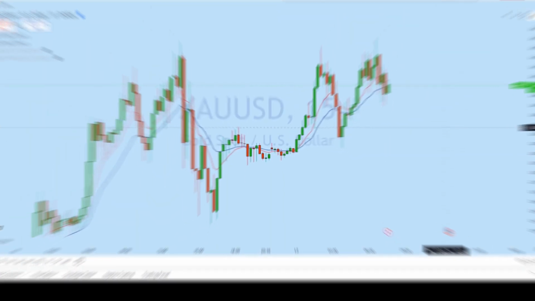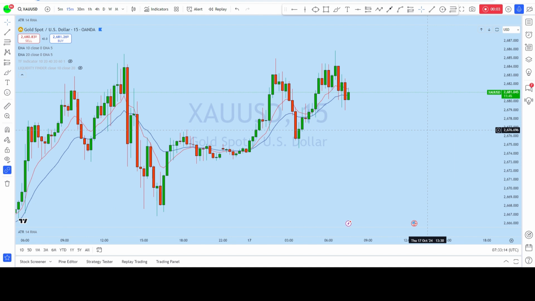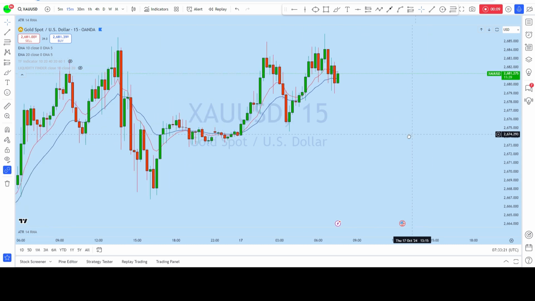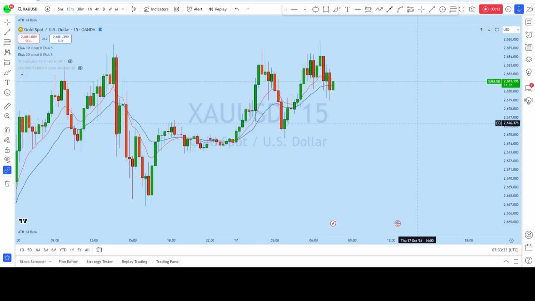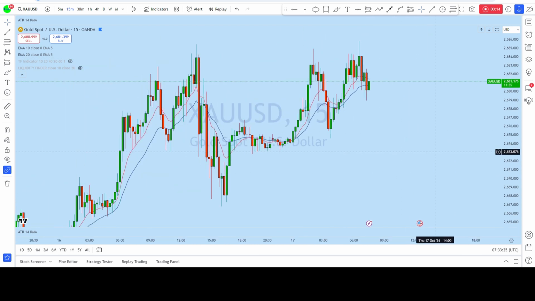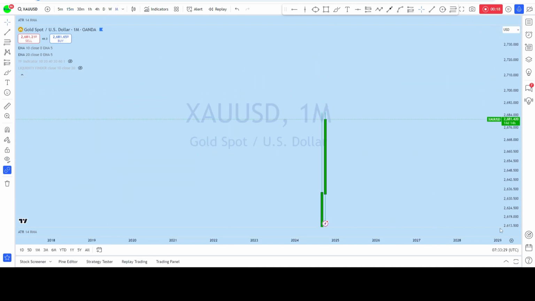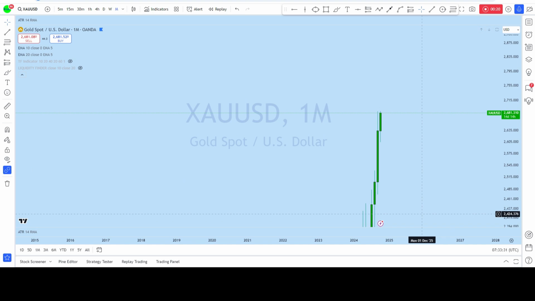Hello trader, I'm going to do a complete multi-time frame analysis on XAUUSD. We can see that the lower time frame can give us significant trading opportunity. Before we look at how we can enter into a trade on the lower time frame, let's quickly look at the highest time frame, and then we'll be jumping onto the lower time frame to see how we can find opportunity.